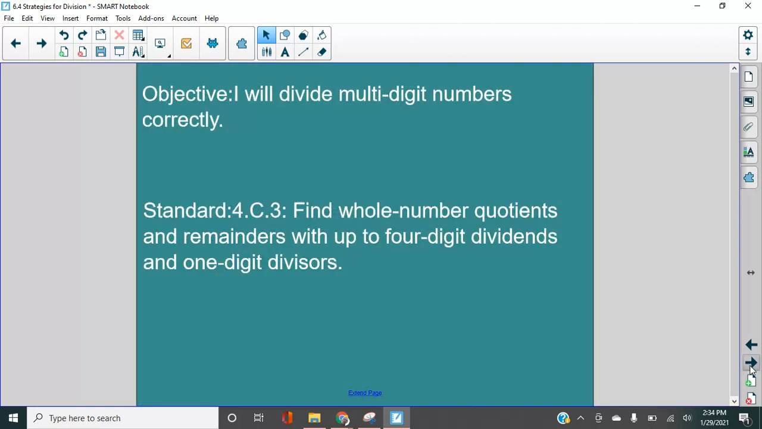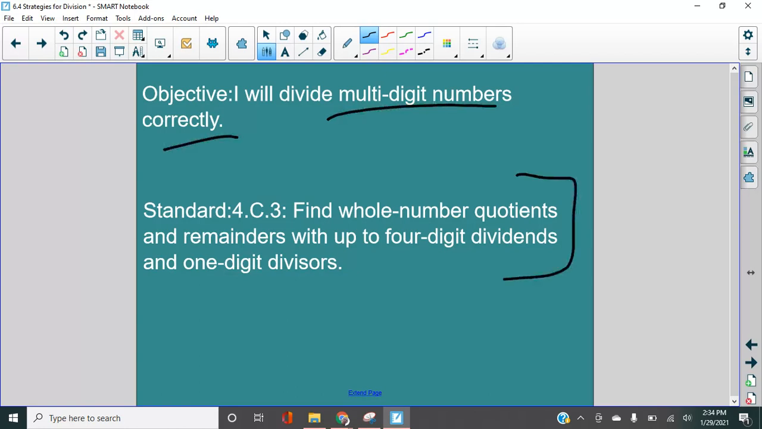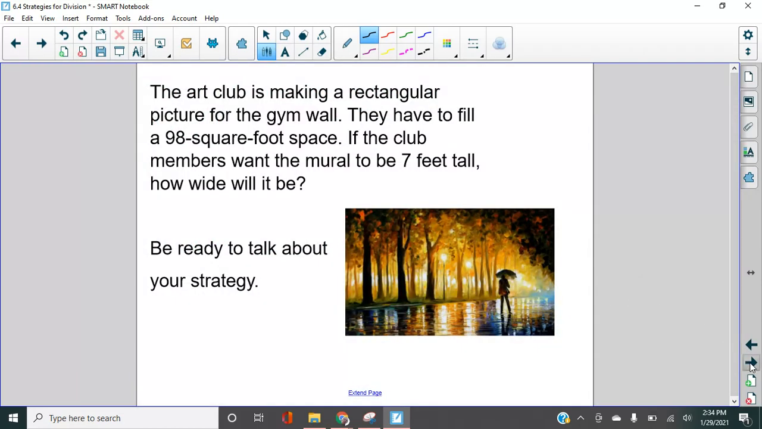Hey, there it is. We're going to divide some multiple digit numbers correctly, and it goes with our standard here about finding whole number quotients. Remember quotient? A quotient means an answer to a division problem. Here's our first question. Now, we worked with a strategy last time that you should be pretty familiar with. So I'm going to let you read this problem, then use your notebook, take a moment and try to solve the answer for us, and then we'll talk about it.